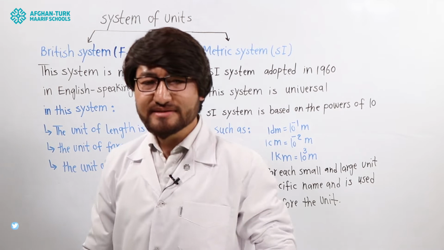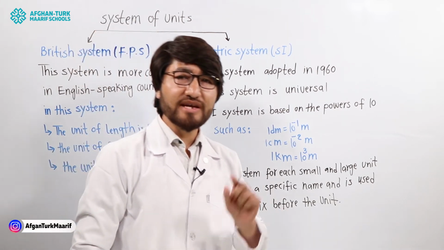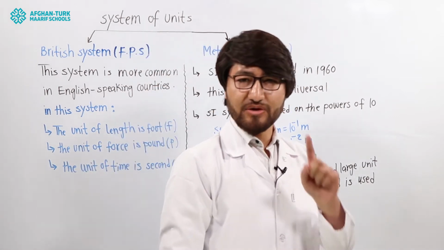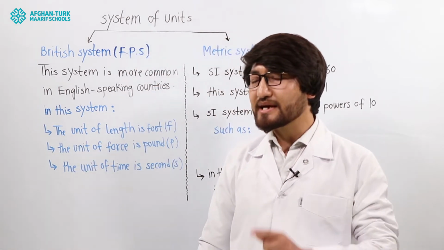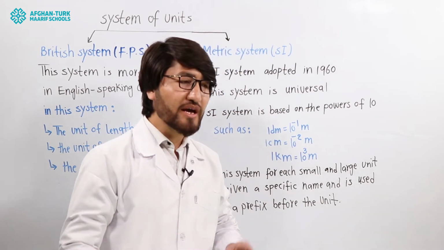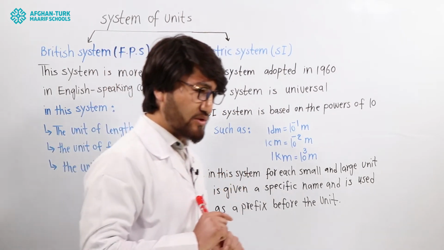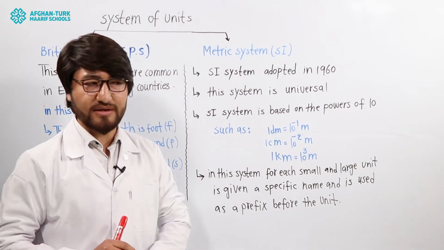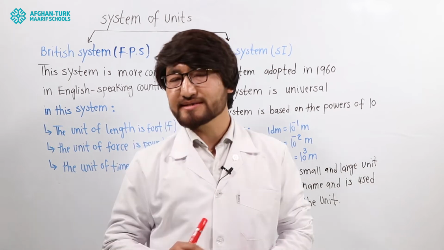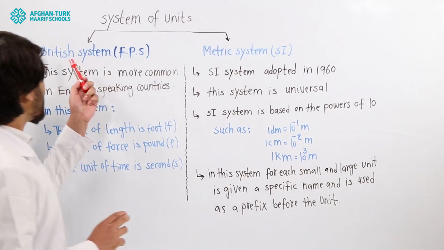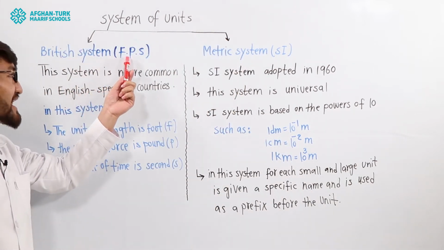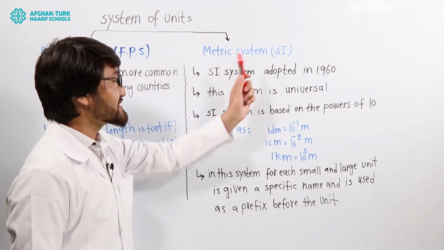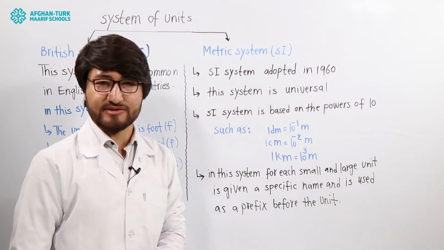In the previous video we studied physical quantities. Physical quantities are divided into two parts, fundamental quantities and derived quantities. Now, for measuring quantities, we have three systems of units. Number one, the British system, which we can also call the FPS system. And another one is the metric system, or we can say the SI system.